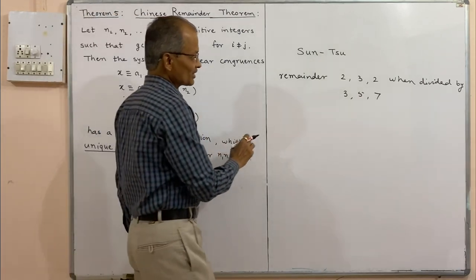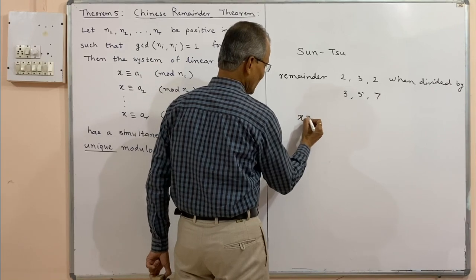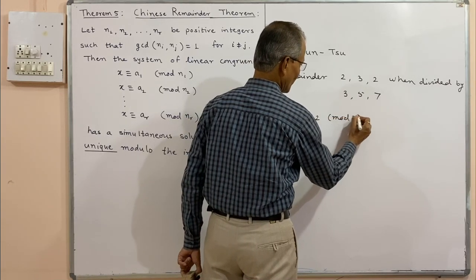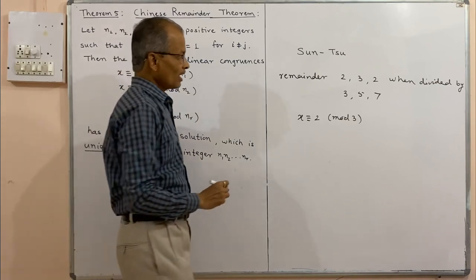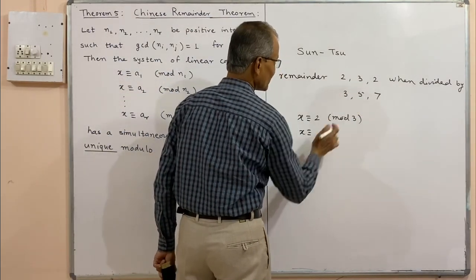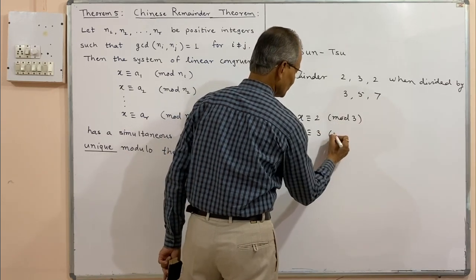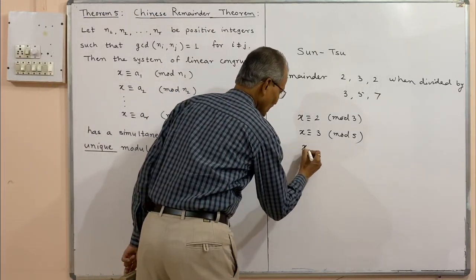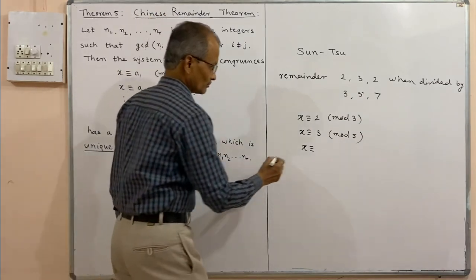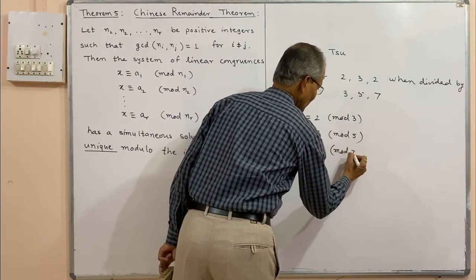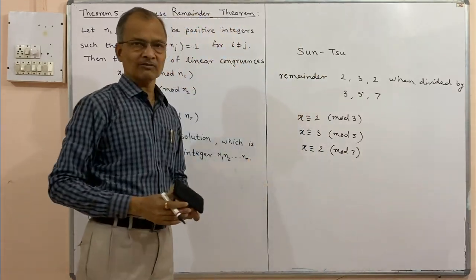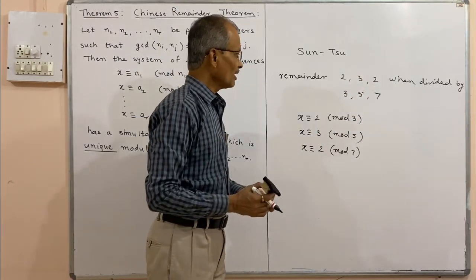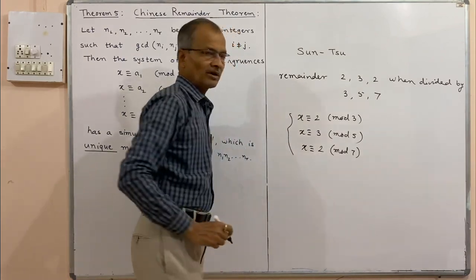So the meaning of this is, suppose the number is x, then x leaves remainder 2 when divided by 3, means x is congruent to 2 modulo 3 by definition of congruence. And the same number x will leave the remainder 3 when divided by 5, that is x is congruent to 3 modulo 5, and the same number x will leave the remainder 2 when divided by 7. So this problem to find a number which leaves remainder 2, 3, 2 when divided by 3, 5, 7 respectively is equivalent to this system of linear congruences.